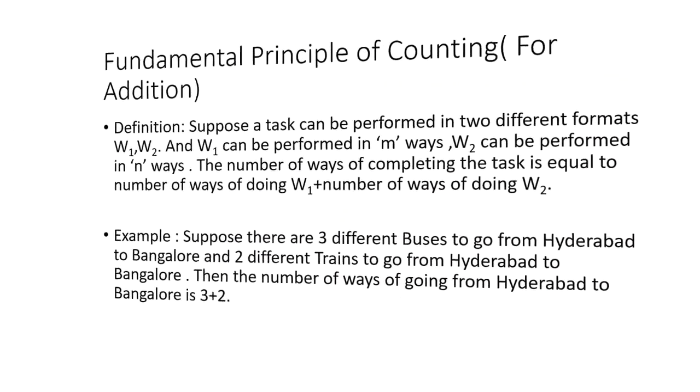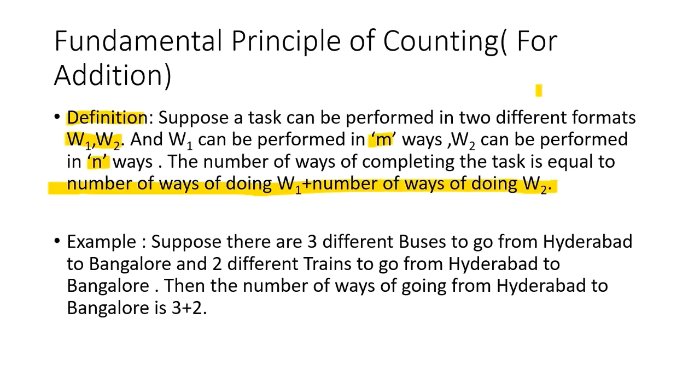Now, again we have the fundamental principle of counting for addition. The previous one was the fundamental principle of counting for multiplication, and this is for addition. So the definition is like this. Suppose a task can be performed in two different modes, W1 and W2. And W1 can be performed in m different ways, and W2 can be performed in n different ways. And the number of ways of completing the task is the number of ways of completing W1 plus the number of ways of completing W2. We can understand this definition using this example.